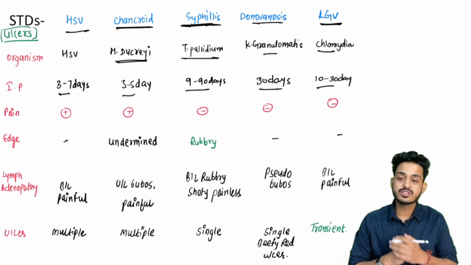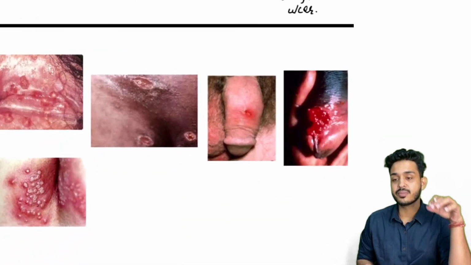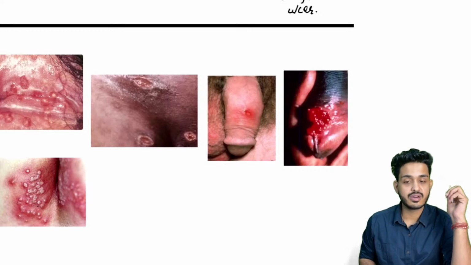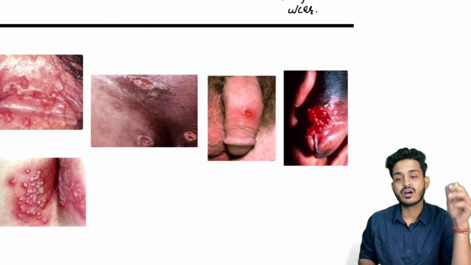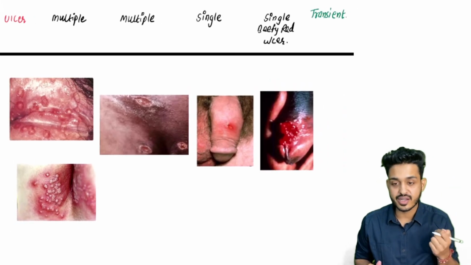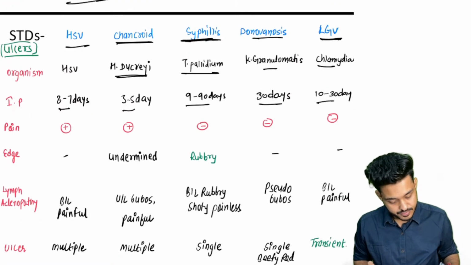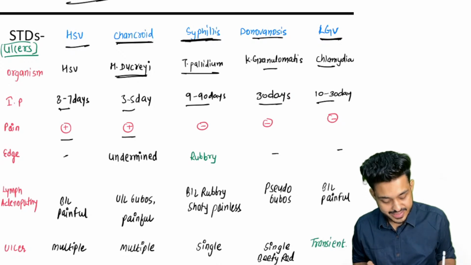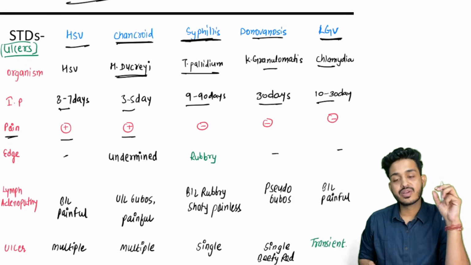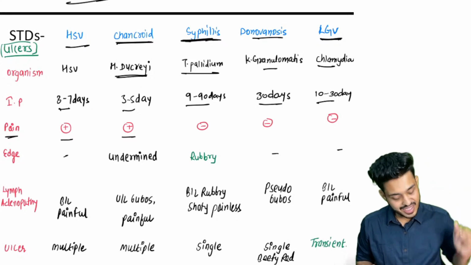So first thing that you need to understand: if a patient is coming to you and you are the duty doctor, you need to identify what kind of ulcer this is, because different ulcers will have different organisms and you need to treat them differently. So how will you identify? What is the method? First thing that you need to see is the pain, whether the patient is having pain or not.